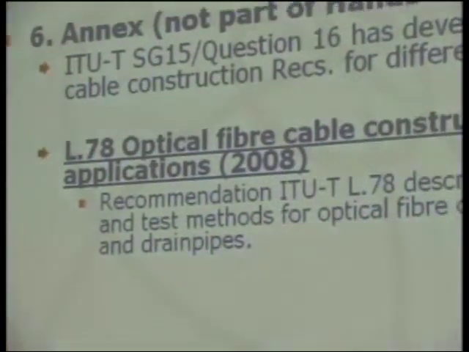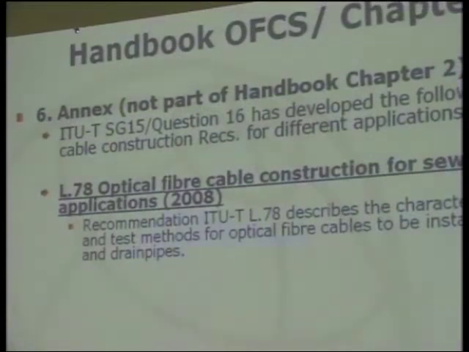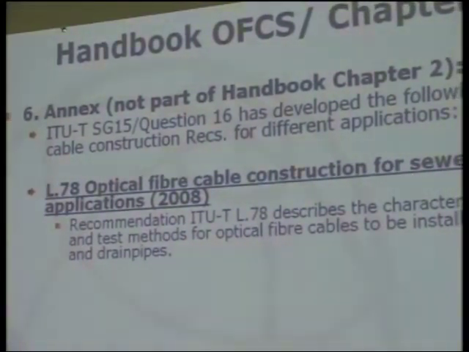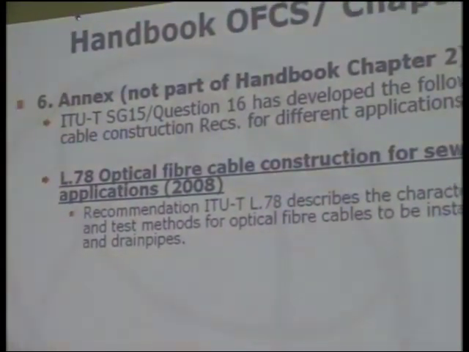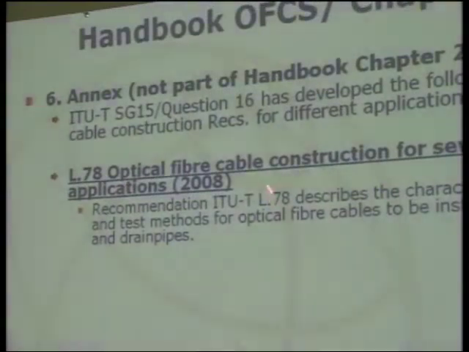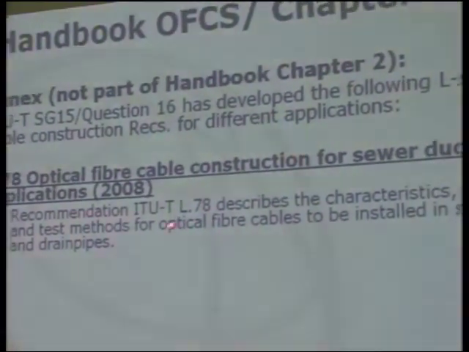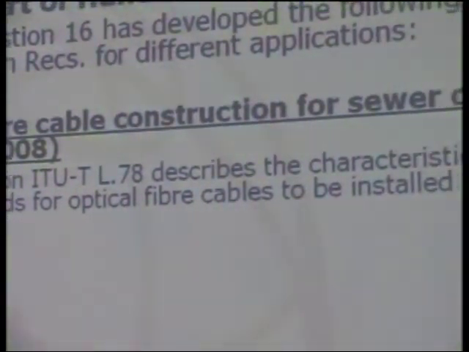Then recommendation L78, it's optical fiber cable construction for sewer duct applications. I showed you already that it is one of the possibilities to install cables in the sewer system in large cities, because that infrastructure is already available and can be used for fiber to the home. You need special cable design for that, and that is described in this recommendation: construction and test methods for sewer ducts and drain pipes.